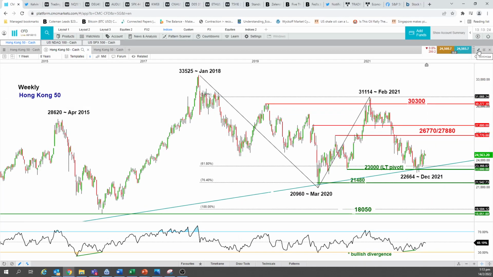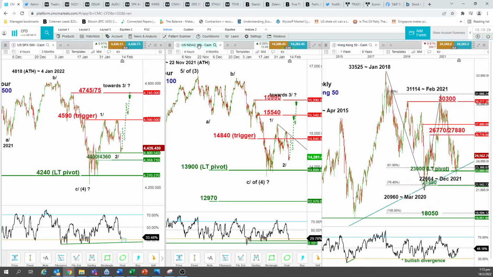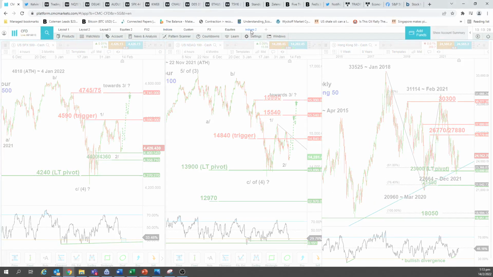So now moving on next to another Asia benchmark index, the Nikkei 225. So just to have a quick recap, Nikkei 225 is still stuck in a range configuration.